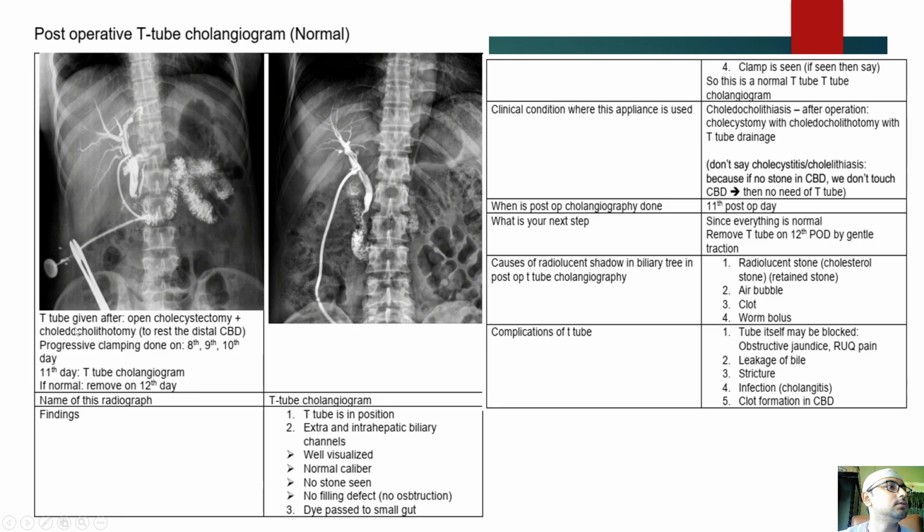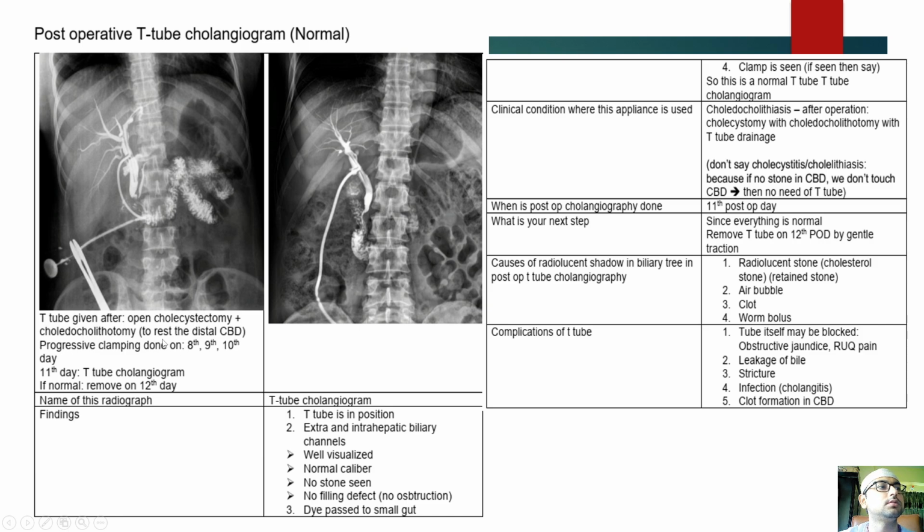Okay. So the T-tube is given after open cholecystectomy, because this is biliary exploration surgery, like choledocholithotomy or for biliary stricture. In that case, we will open the bile duct and release the stone or remove the stone, and then a T-tube is inserted and the part of the T-tube is closed.